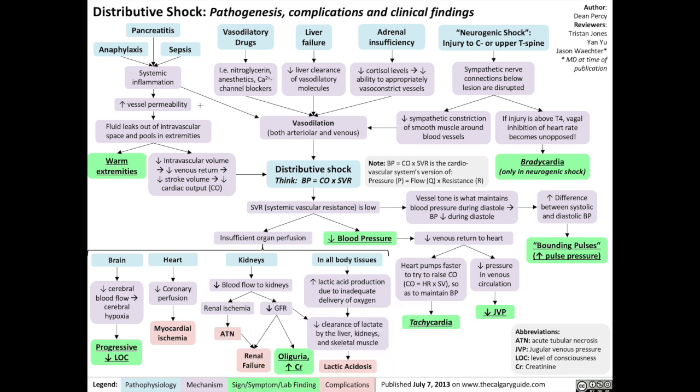Now with distributive shock, I'm not really sure why it's called distributive shock. Be that as it may, this is a slide summarizing the pathogenesis, complications, and clinical findings of distributive shock.